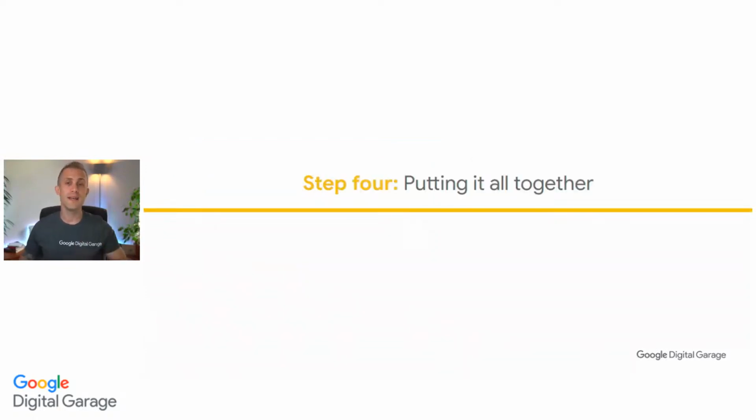Step number four is then going to be bringing it all together. Understanding who your customers are, understanding where they are online, finding the relevant placement ideas in terms of where we're going to put this advert, and then creating that advert and placing that advert where your customers are going to be. How are we going to do that? Let's go ahead and summarize that.